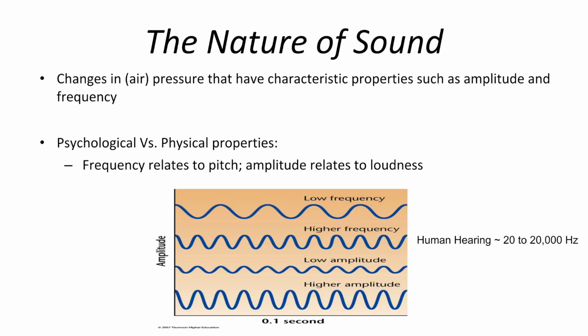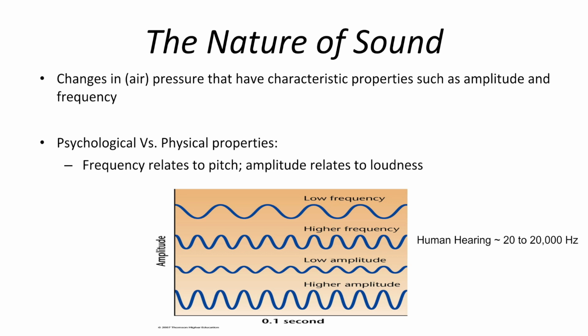The nature of sound is that it has two qualities that we'll talk about. First of all, these changes in air pressure have a property known as amplitude. The amplitude refers to how large the wavelength is, or how large the compressions are. And then the frequency refers to how many of these compressions there are per second. The amplitude is something that we interpret as loudness. So while amplitude is a physical property of the compressions, loudness is a psychological property of these wavelengths.